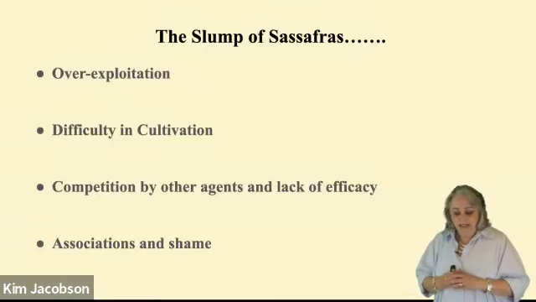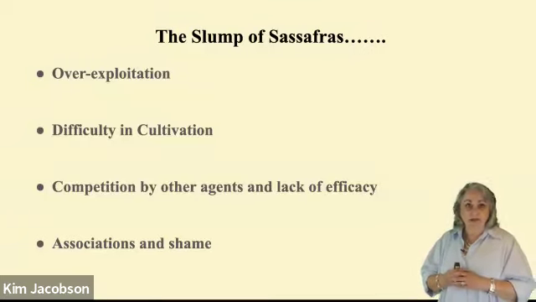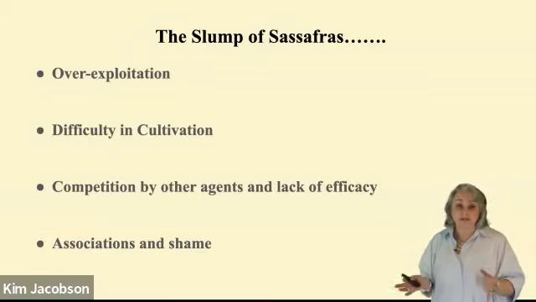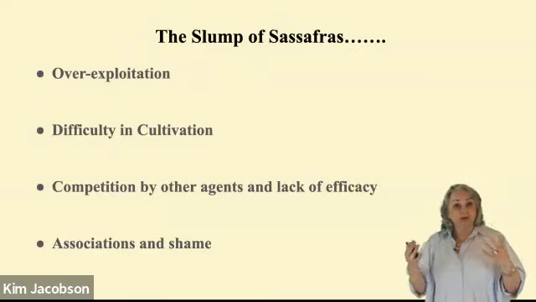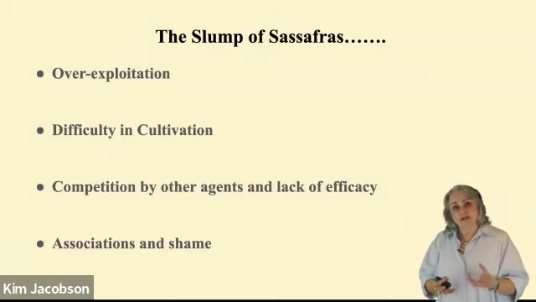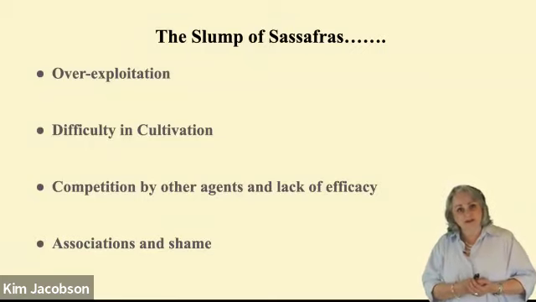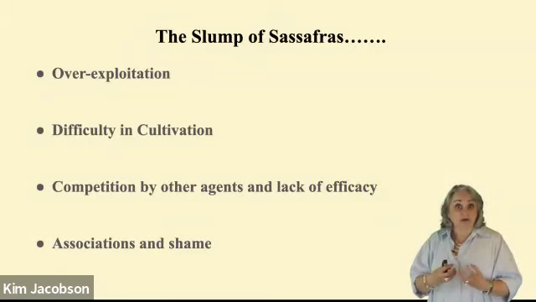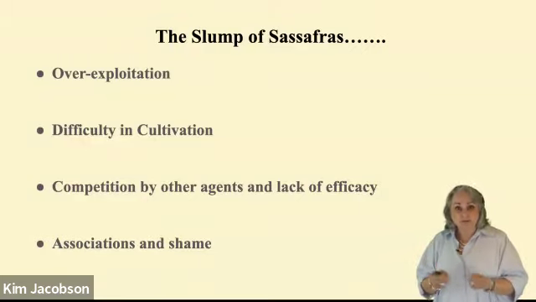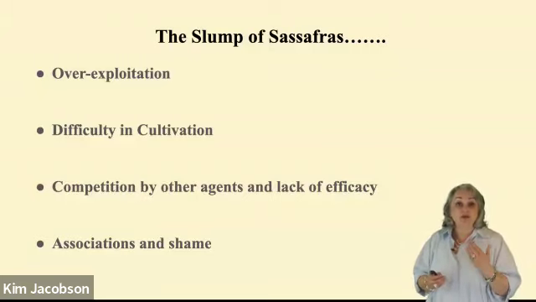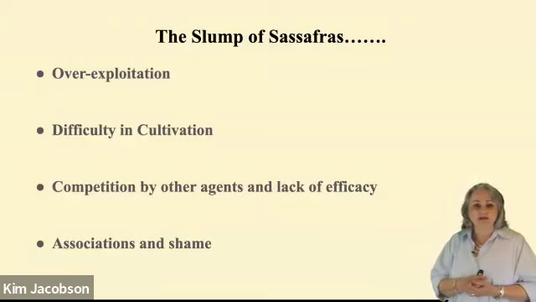However, then the slump occurred. Now, the slump in the export of sassafras occurred for a number of reasons. First of all, it was overexploited. The best part of the plant or the tree to use in order to get the highest concentration of safrole is the root and also the bark or young bark. If you strip the bark from the tree and cut out the roots, you kill the plant. And therefore there was over-exploitation of the sassafras.